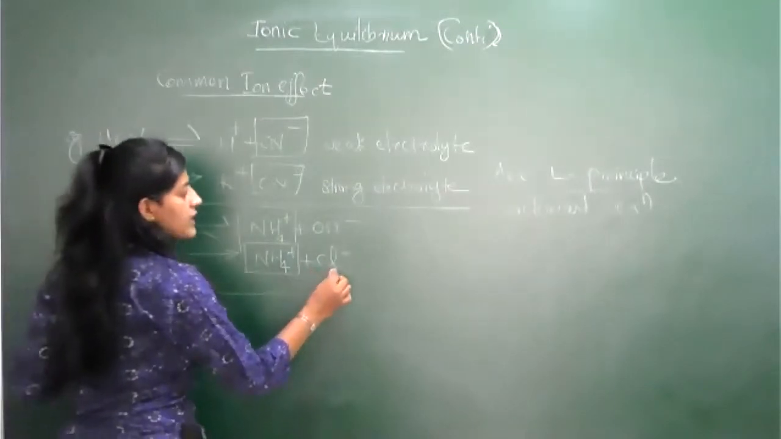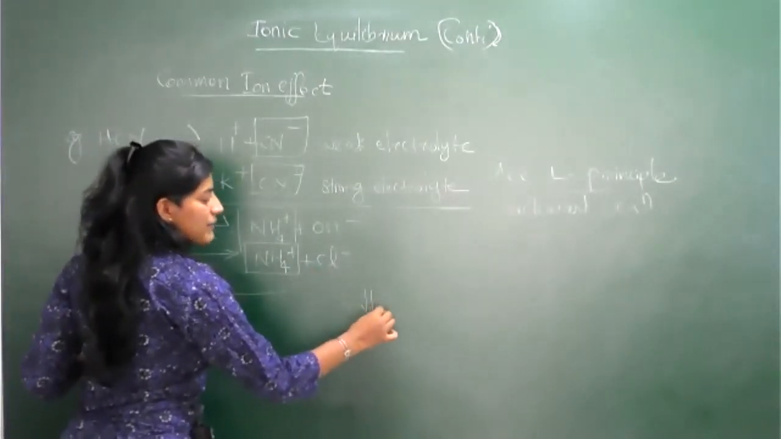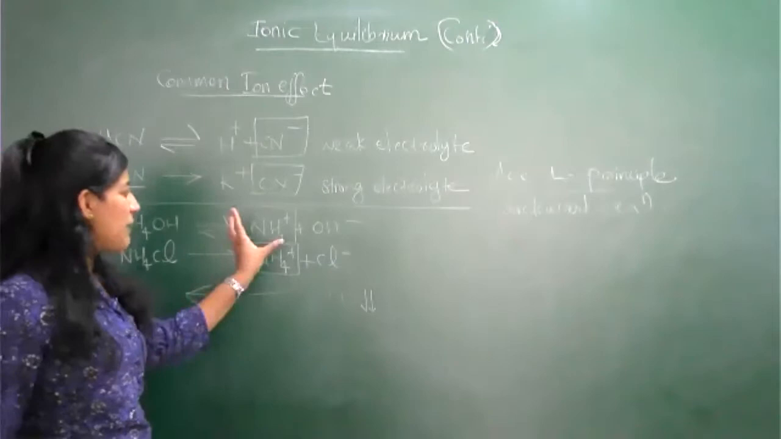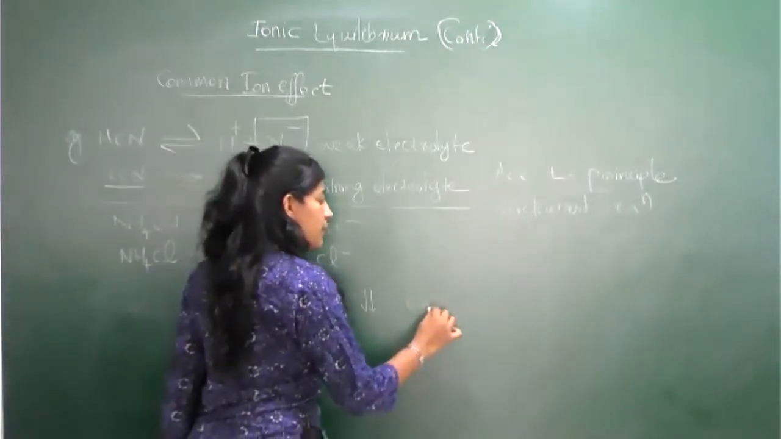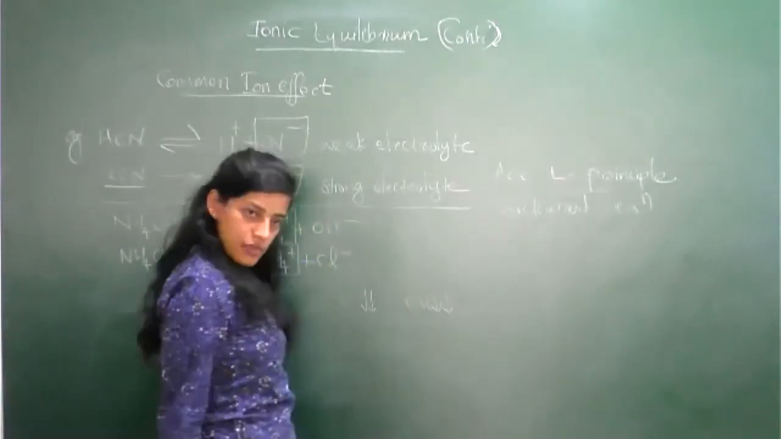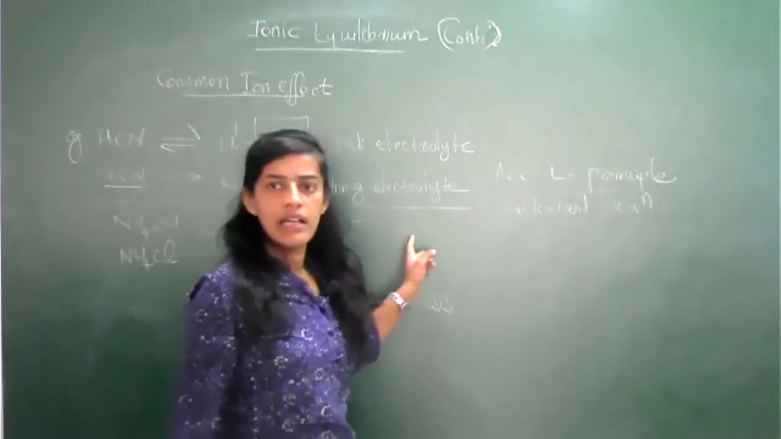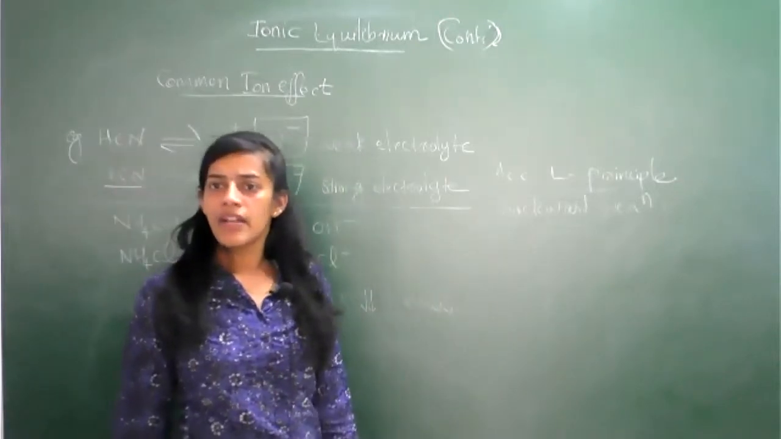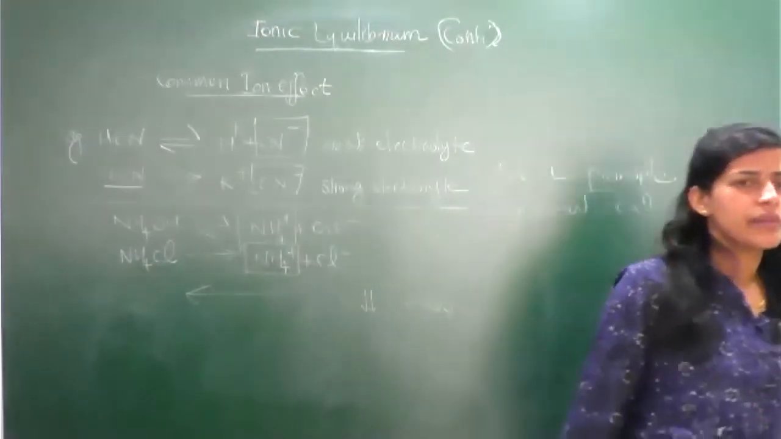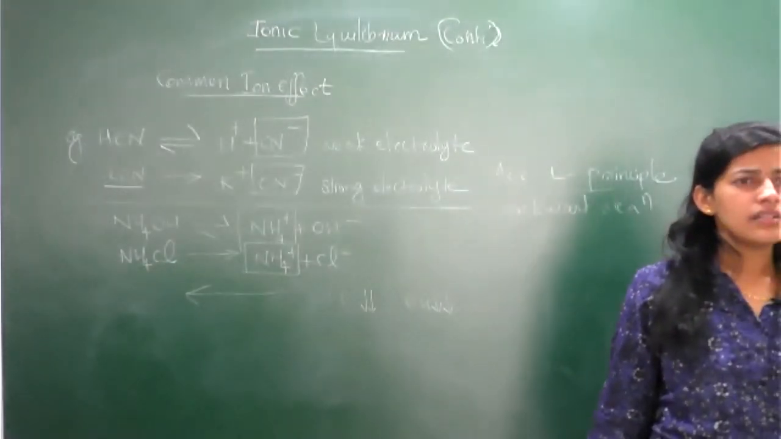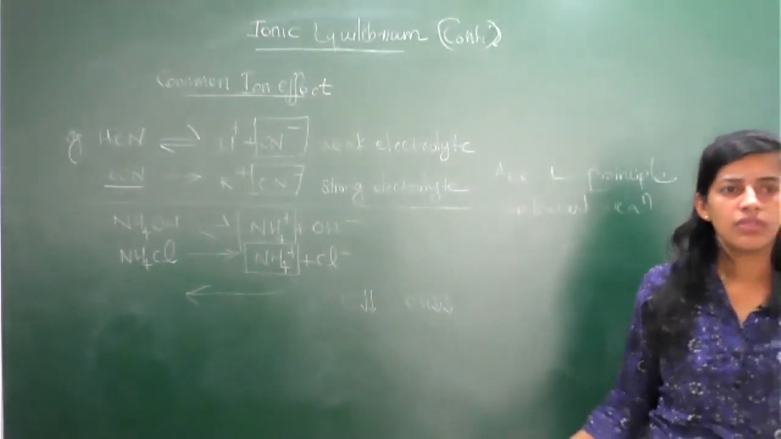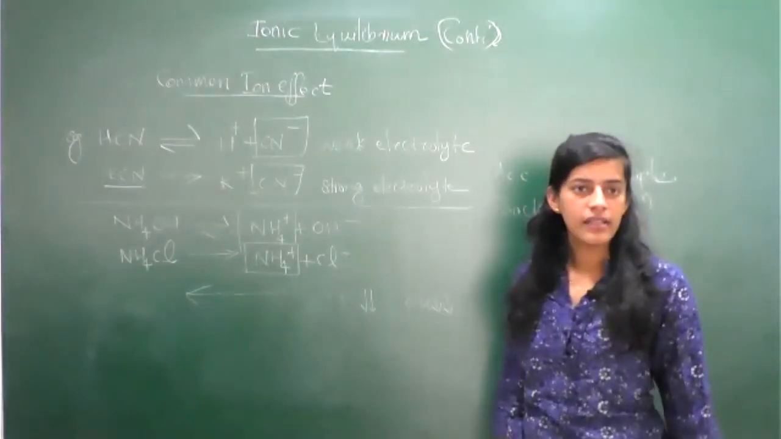Similarly, the Cl minus ion concentration decreases, and the remaining OH minus ion concentration becomes lower. OH minus ion concentration becomes lower. These are the things. Clear?